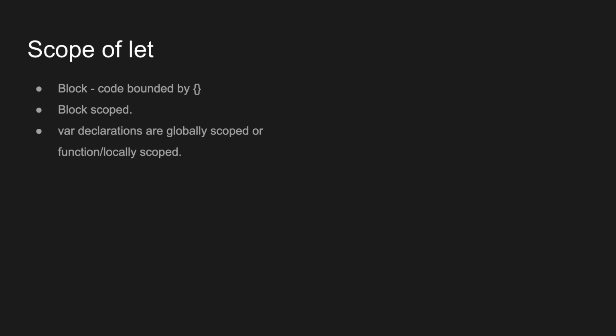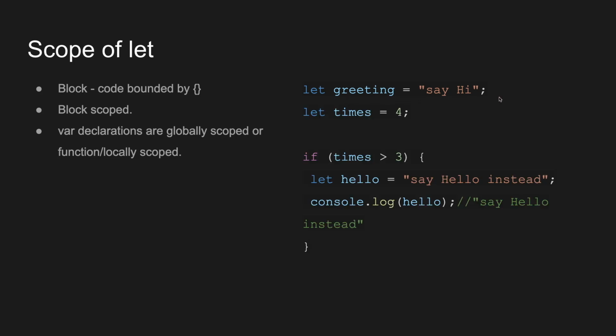So the scope of let is block scoped. A block is a chunk of code bounded by curly braces. Anything within curly braces is a block. So a variable declared in a block with let is only available for use within that block. Let me explain with an example. Here we have variable greeting defined over here and hello is defined over here.